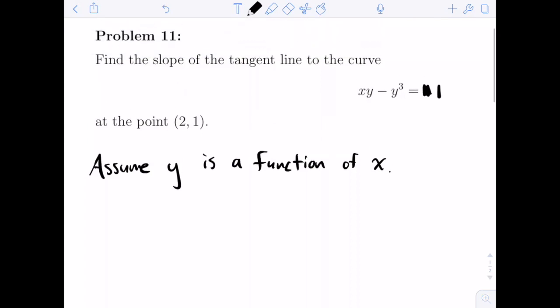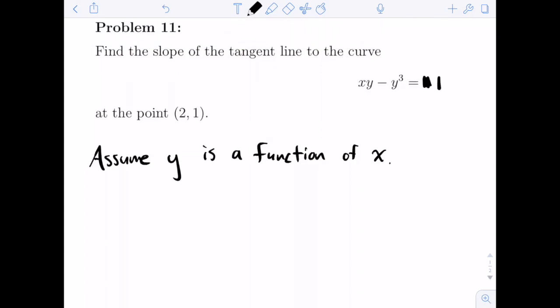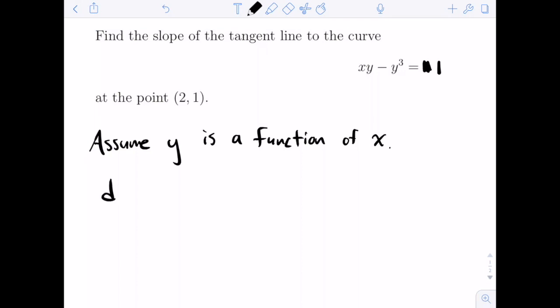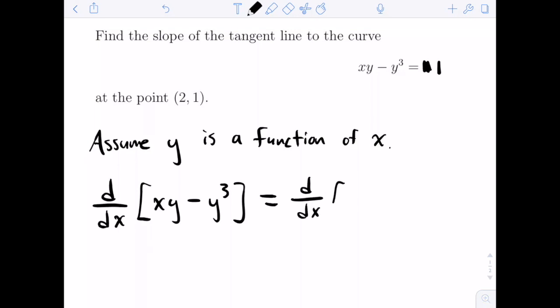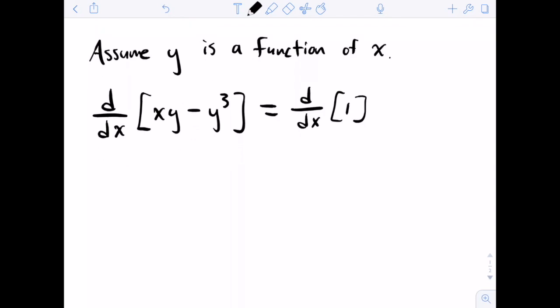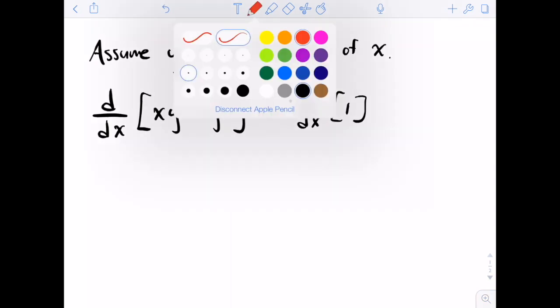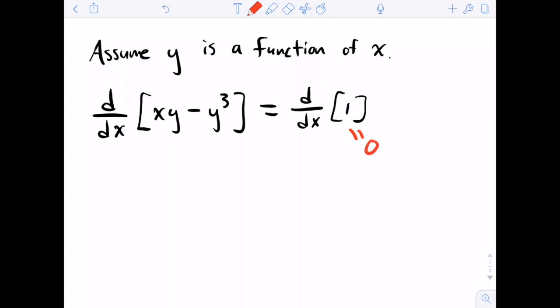So the slope of the tangent line means derivative, right? So what we want is to find dy by dx. So what we'll do is take the derivative of both sides, because that's really the only thing we can do at this moment, right? So the derivative of the left-hand side equals the derivative of the right-hand side. And remember, we've changed that 2 to a 1. So first thing we know is that the derivative of a constant is 0. So the right-hand side is 0. So that's good. That's why it didn't matter if it was a 2 or a 1. It was going to be 0 anyway.